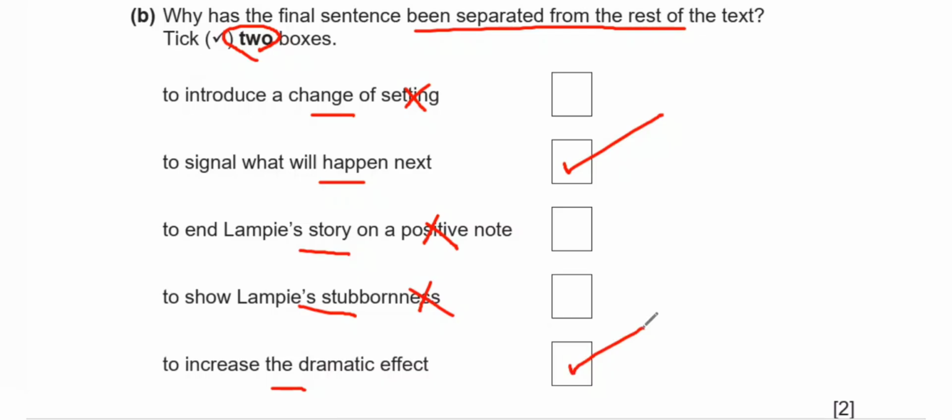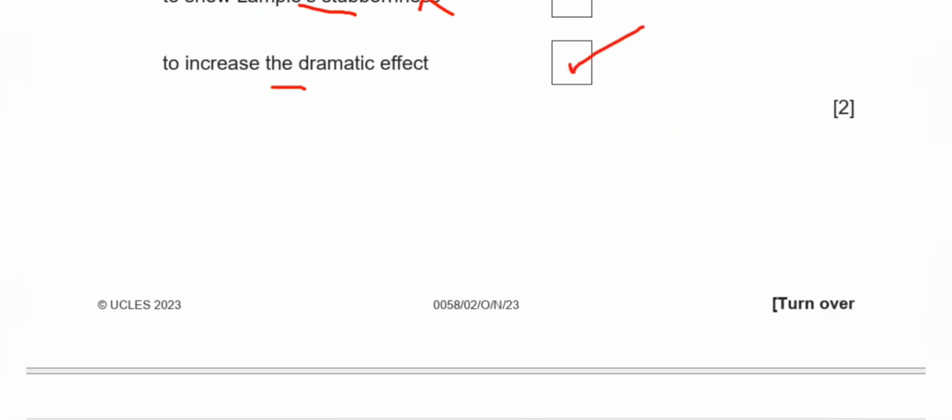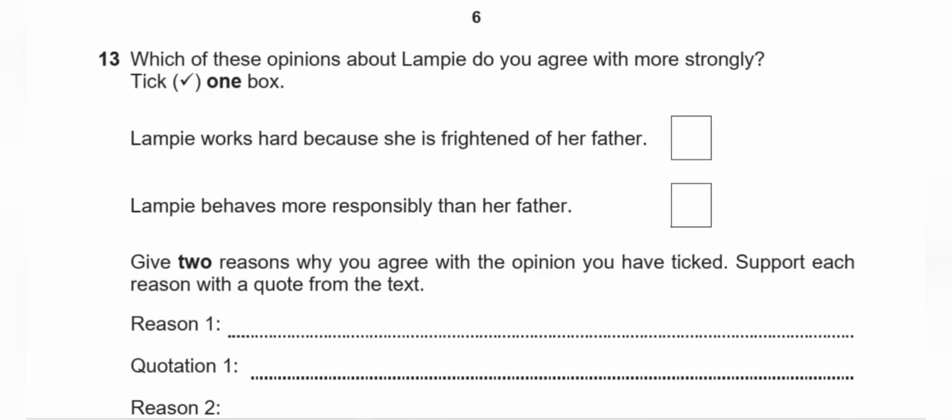Okay, next. I believe this is the last question. Which of these opinions about Lempi do you agree with mostly? Okay. In this question, you are free to choose one of the two options, but you have to give me a reason for your choice. So if you choose this one, it's fine, but you have to give me a reason. If you choose this one, it's fine, but you have to give me a reason.